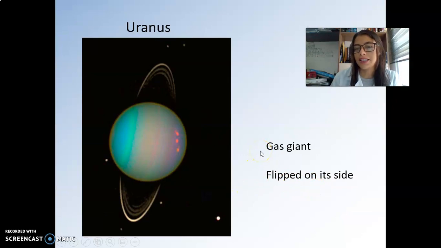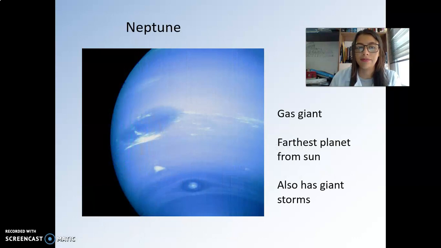Uranus, a gas giant, flipped on its side. Neptune, a gas giant, the farthest planet from the sun, also has giant storms. Look at this picture. We can see where the storms are on the planet.